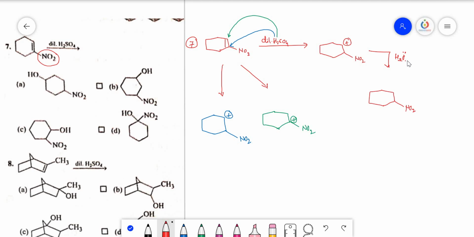Water means oxygen with a lone pair of electrons. It attacks the positive charge over here, giving NO2, and there is a loss of H plus ion like this. And finally we get this molecule, hence option C is correct.